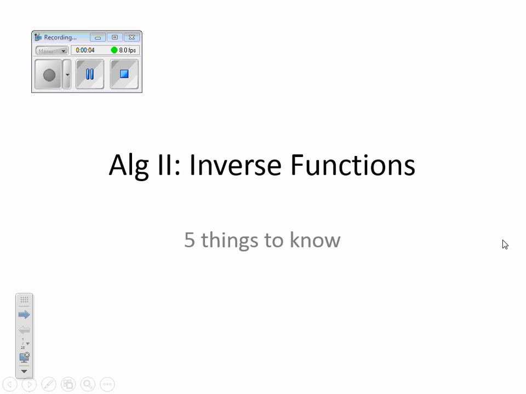All right. Here are the notes over inverse functions. So this is standard 15 here.